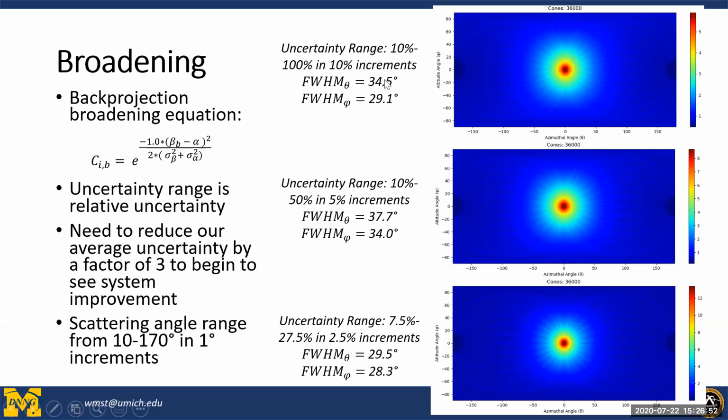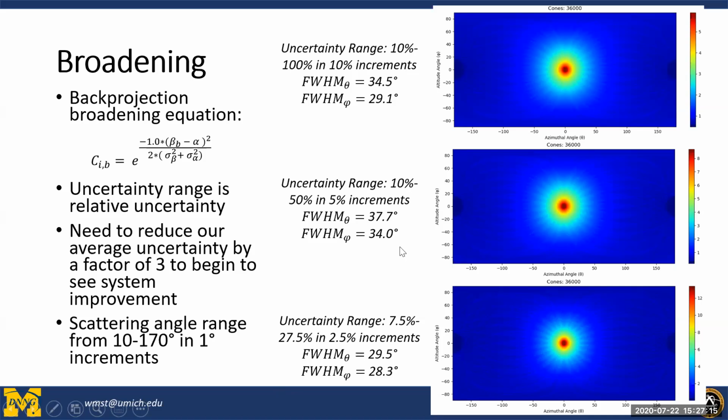So our initial image, we had an uncertainty range from 10% to 100% relative uncertainty in 10% increments. To keep the statistics constant for each one of these images, I altered the uncertainty range and did it just in smaller increments. So a 10% uncertainty to 50% uncertainty, and then a 7.5% to 27.5% uncertainty.